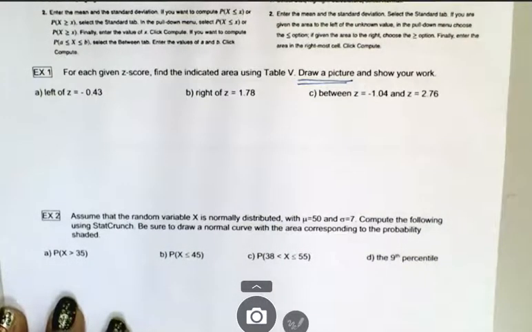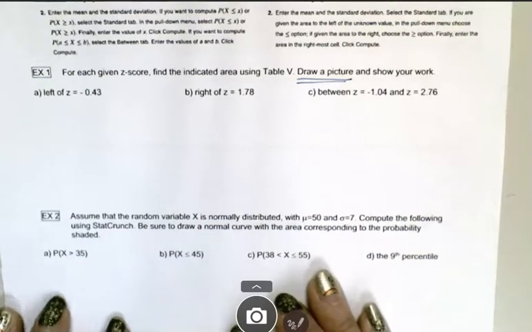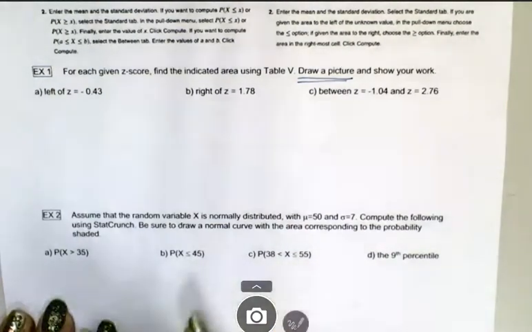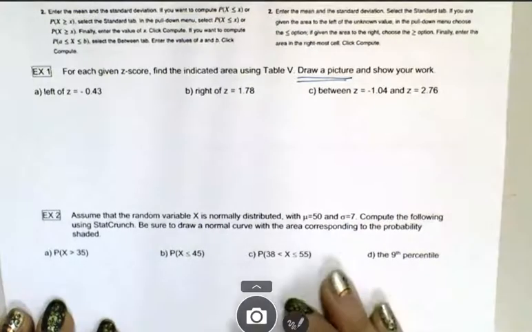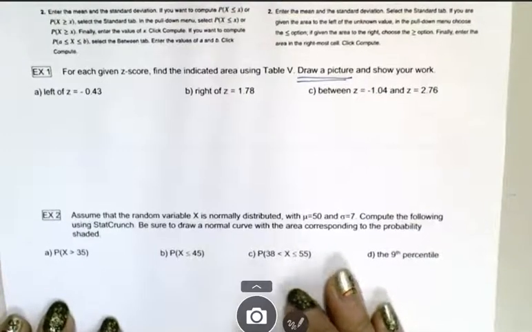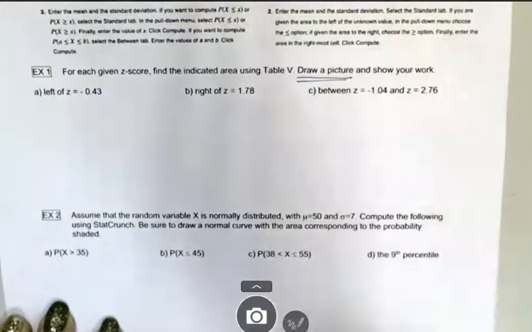First example, for each given z-score, find the indicated area using table 5. Draw a picture and show your work. I am going to indicate for you at the end of this video, I'll write it down for you and explain in addition to reviewing it in class, that there are certain problems in the homework where I'm going to say these ones you have to use the table. And then the rest you can use StatCrunch for, which takes a little bit less time. In some cases, a lot less time. So table 5 is our quote unquote by hand.